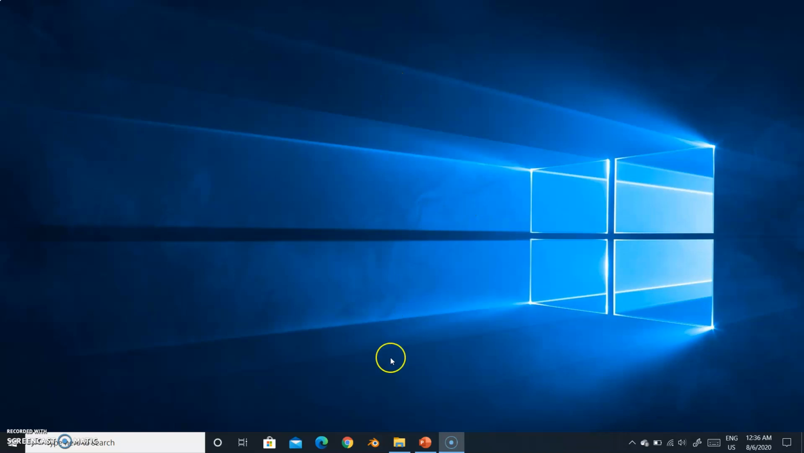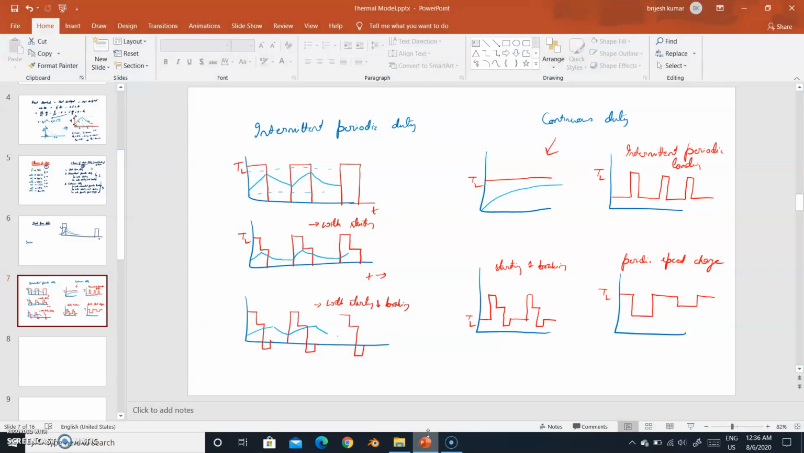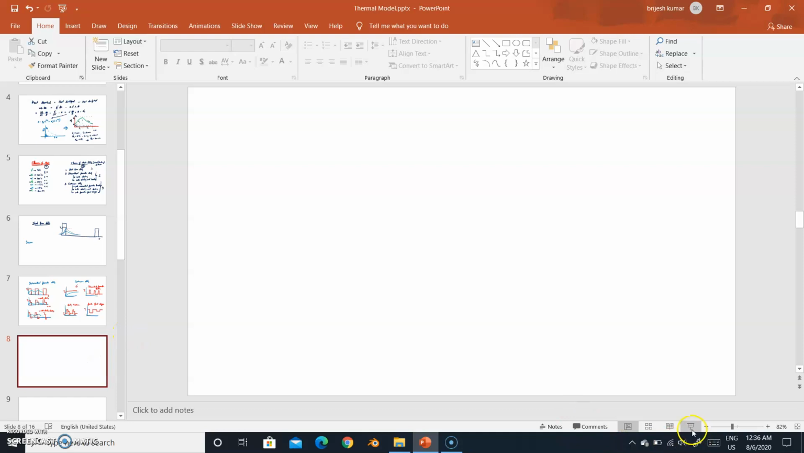So let us start with another video where our objective is the determination of motor rating. Let us take a continuous duty load, a load which is having continuous duty.